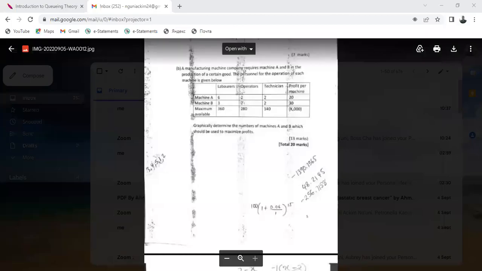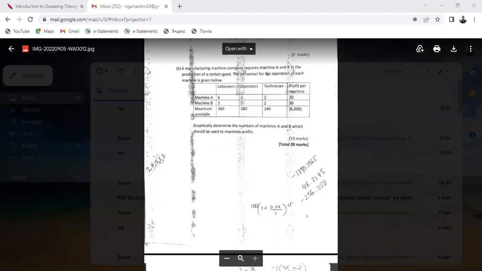A and B, which should be used to maximize profits? Okay, so they are saying a manufacturing machine company requires machine A. So we have two machines, A and B, in the production of certain goods. The personnel for the operation of each machine are given below.